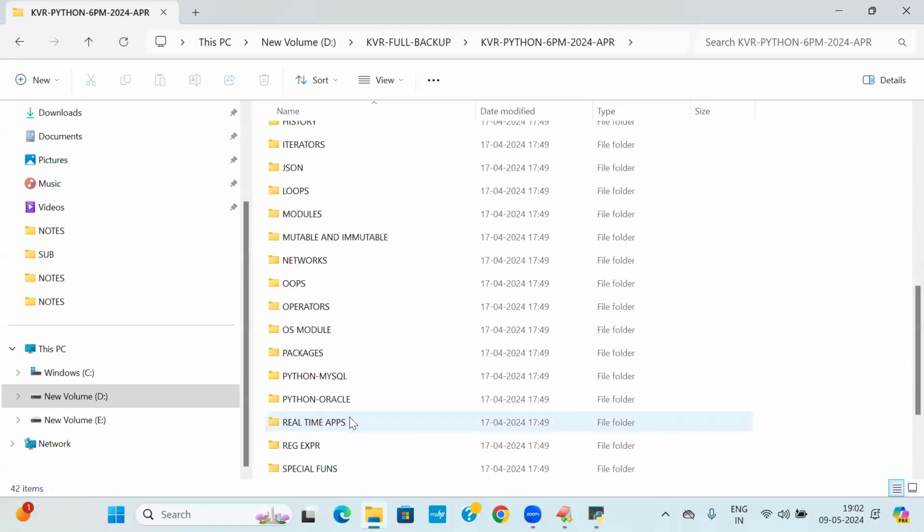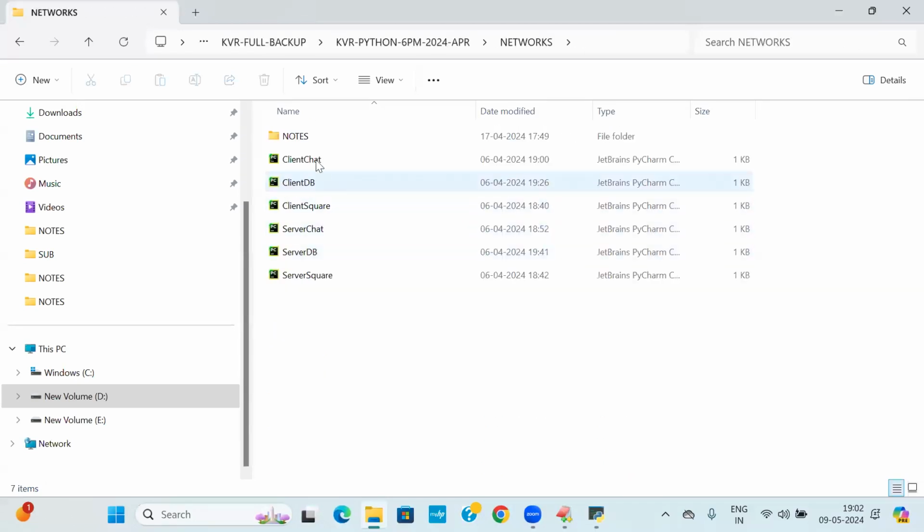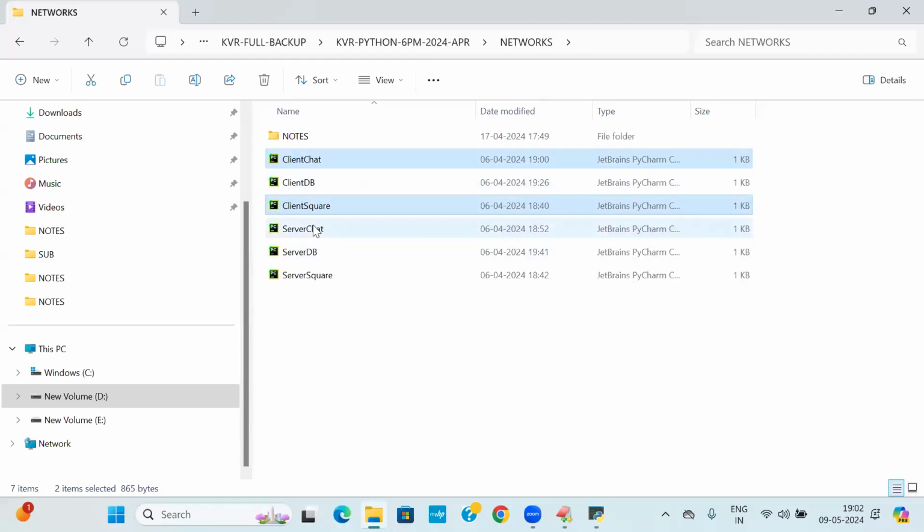Go to the networking, see the networks subject. There is a two-tier application, three-tier applications I am going to tell you. In that, how to develop a chatting application also I am going to tell you. Chatting application, exactly like WhatsApp chatting. You know WhatsApp chatting? You are perfect.